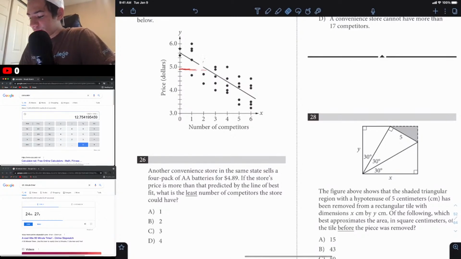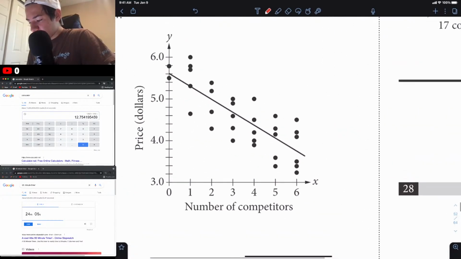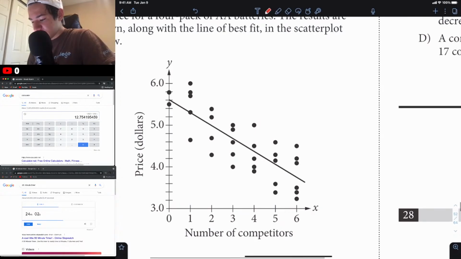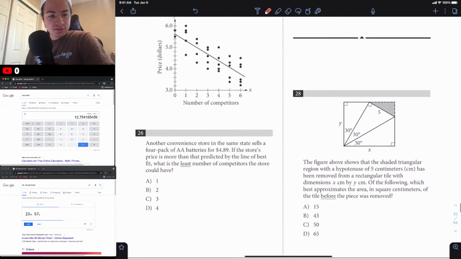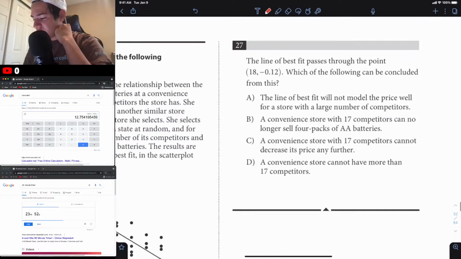Okay. That's really interesting. So for $4.89, the store's price is more than that predicted by the line of best fit. Is more than that predicted by the line of best fit? I don't get it. Oof, this question is weird. I really don't know what it's asking. Okay, I'll just go for this.